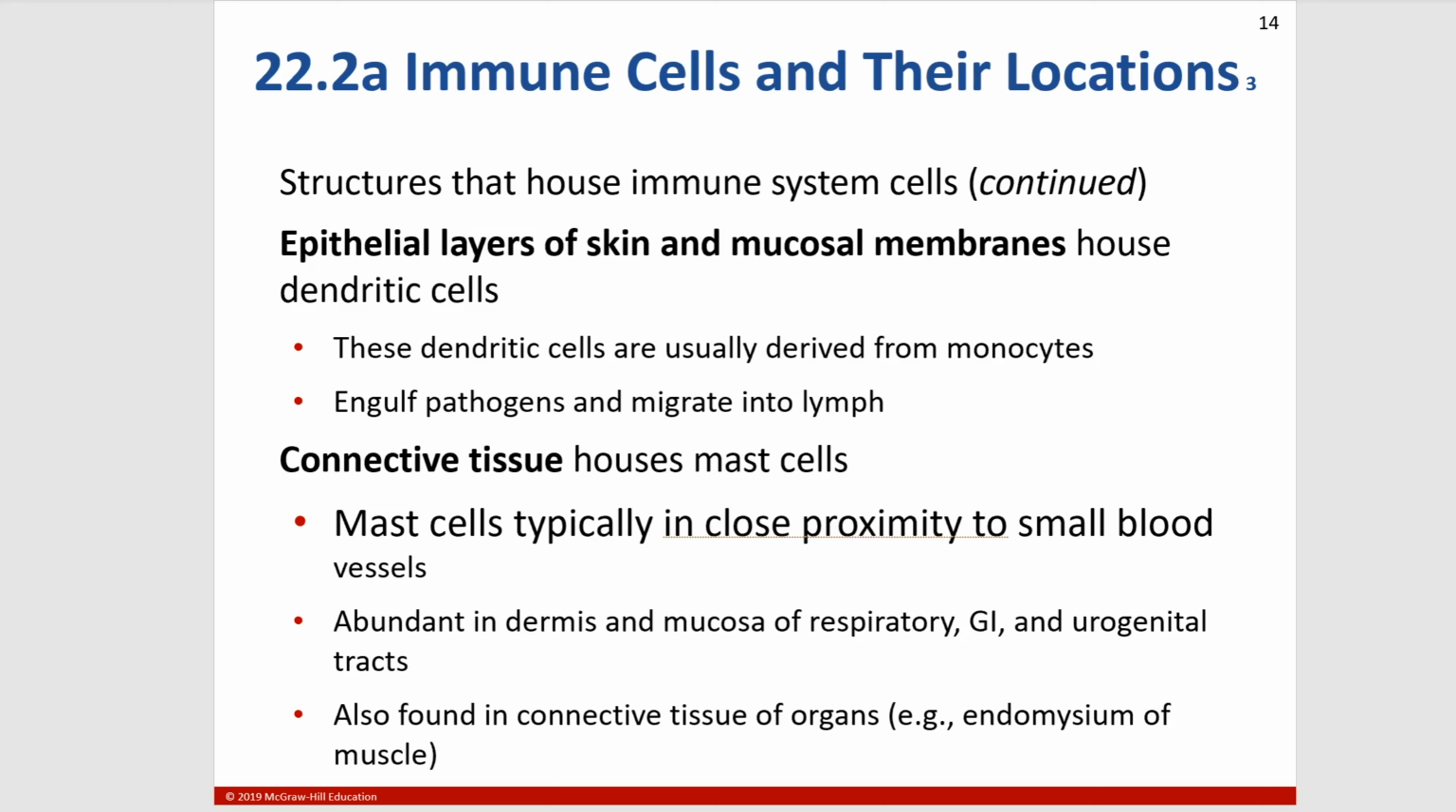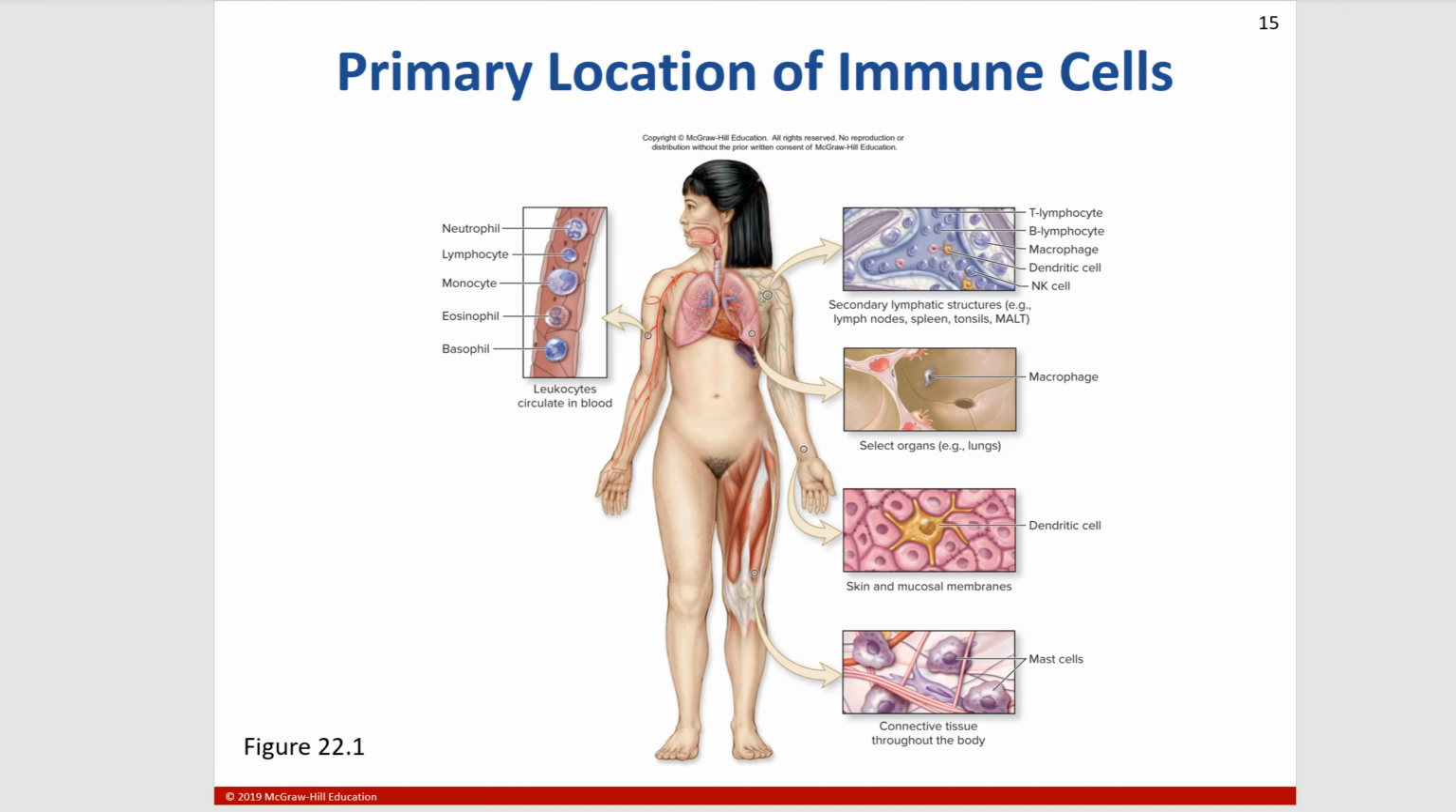So the immune cells are kind of all over the body. Different kinds of immune cells are all over the body. And primary locations of the immune cells, since they're blood cells, you find them in the blood, the lymph, the lungs, spleen, right? And other kinds of tissues too, like connective tissues.